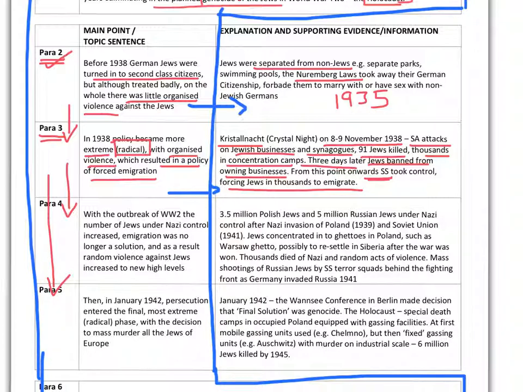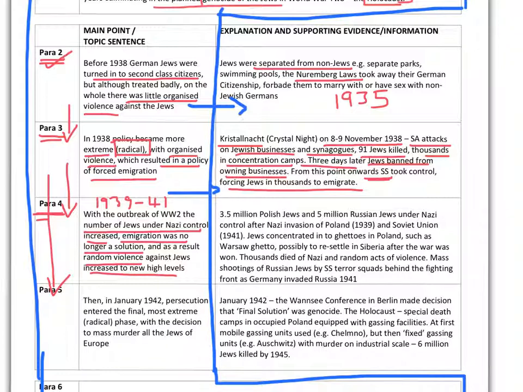What you've got to do when you talk about Jewish policy in World War II is break it down into 2 phases. So paragraph 4, what you're doing is you're looking at the early years of World War II, 1939 to 41. And the point you want to make here is that emigration was no longer a solution. When you're at war, you can't force Jews across your frontiers because frontiers are closed. And so what happened was the number of Jews under Nazi control increased, and random violence increased to new high levels. Try to use words like intensified or accelerate to get that across.